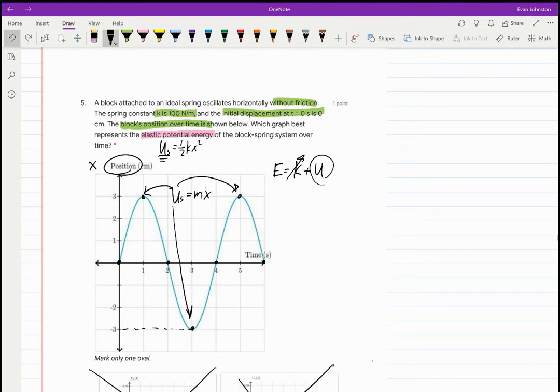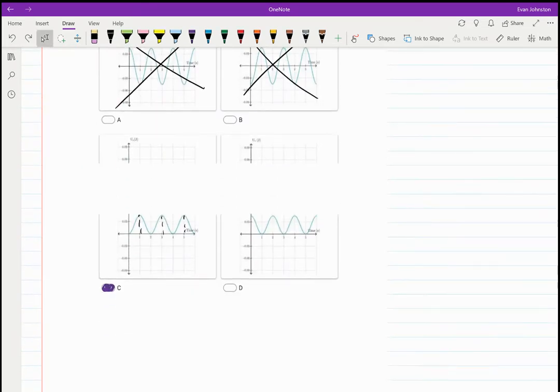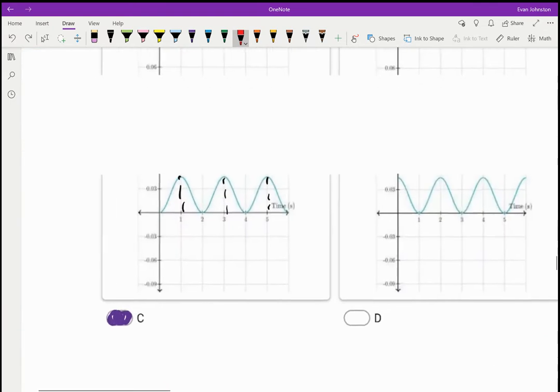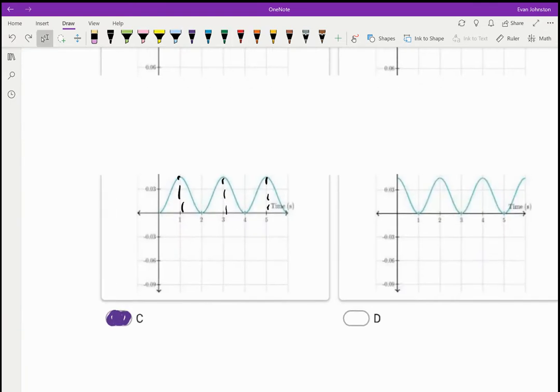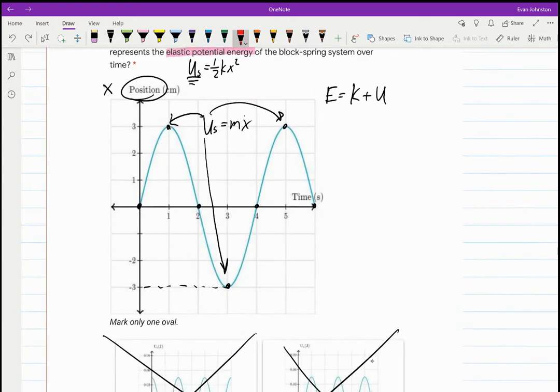And so what that really tells me is that when one's a max, the other's 0. When the other's a max, the original is 0. So these graphs are kind of opposites of each other. The neat thing is that this option D right here actually is the kinetic energy graph. Because if we zoom in a little bit, at 0 seconds, since there's no potential energy, it's going through equilibrium. That kind of makes sense.